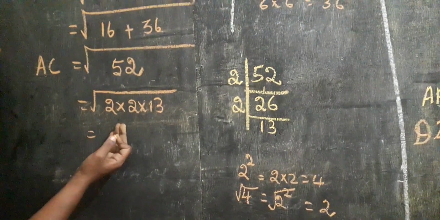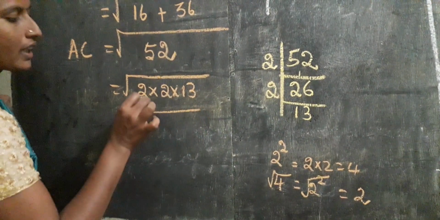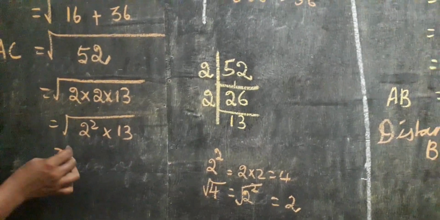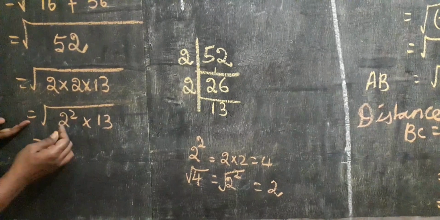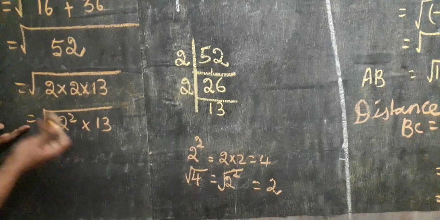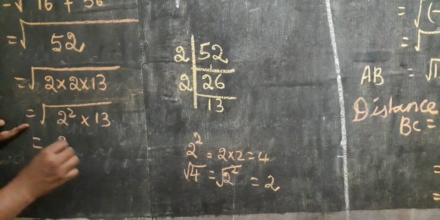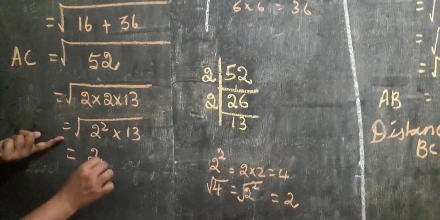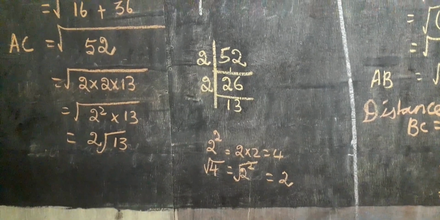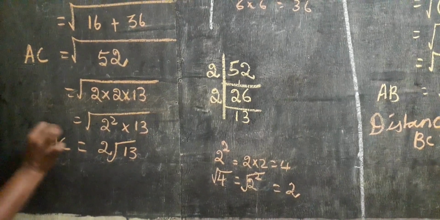So how to take the square root of 2 square into 13? Here 2 into 2 means 2 square, into 13. The square root of 2 square: we take a single value from it, so 2 is taken outside the square root. And the remaining 13, only one value, comes inside the square root. Clear? Can you understand? That is the AC value.